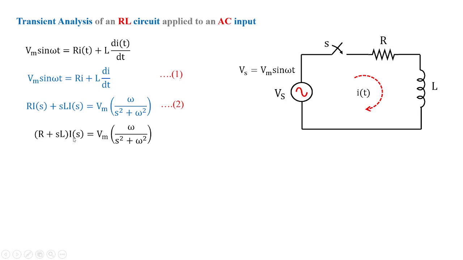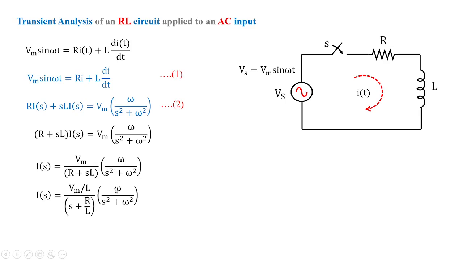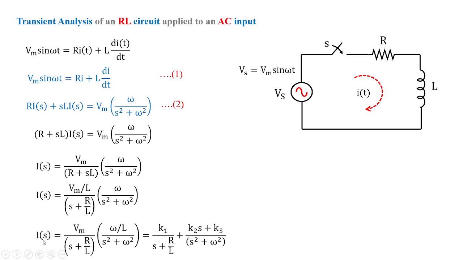Now we take I(s) as common, and the equation is further modified like this. Further, we take the total denominator in the form of s and s square. Therefore I(s) becomes Vm by L, divided by s plus R by L, multiplied with omega divided by s square plus omega square. Now this can be sorted out with the help of partial fractions.